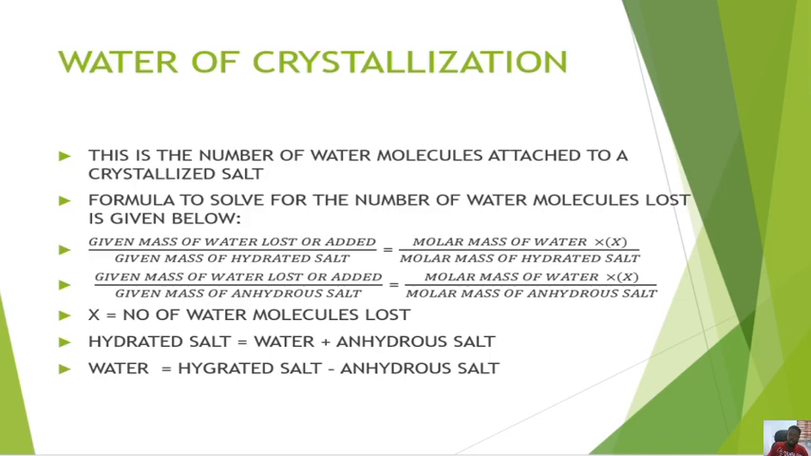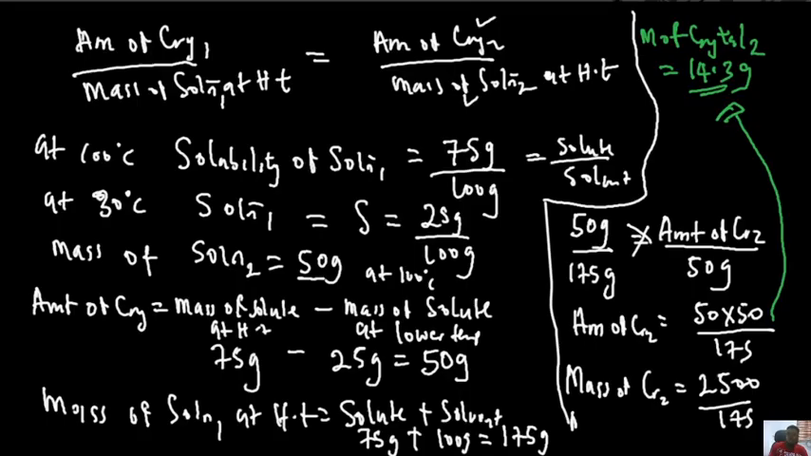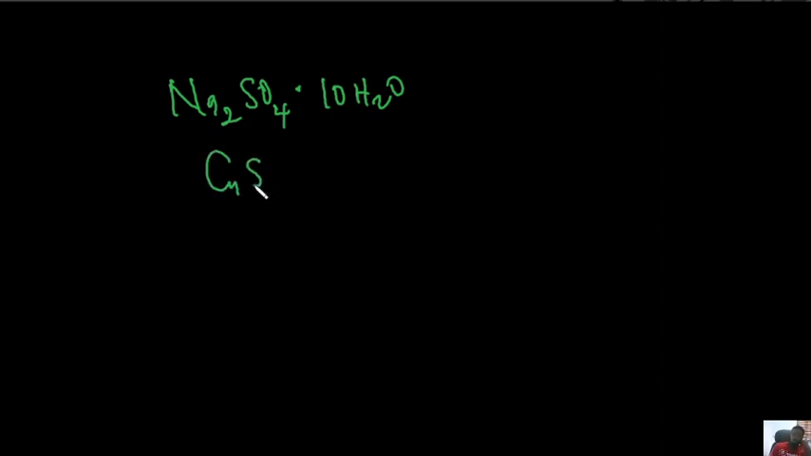Let's say, back to our board, take this whole thing out. So you will see scenarios where you have, maybe they say, your Glauber's salt, Na2SO4.10H2O. So the water of crystallization for this is 10 water molecules. You have your blue vitriol, CuSO4.5H2O, which means the water of crystallization is 5, and so on and so forth. So just note that the water of crystallization is simply the number of water molecules attached to a salt after it crystallizes.